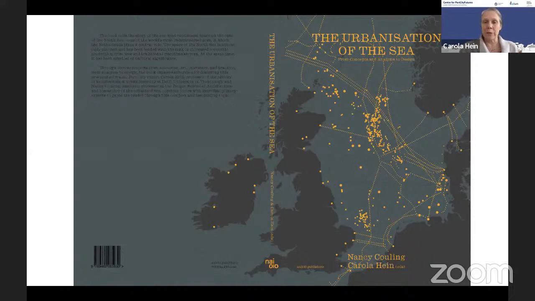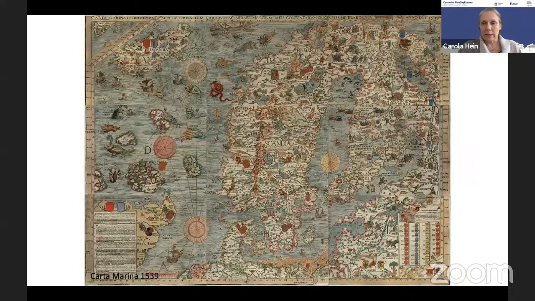And because they have become blank, they have been written into a certain blankness, our knowledge about these sea territories has been lost. And this is very clear again in visualizations. If we look at a map like this one, the Carta Marina from 1539, we clearly see that the sea is populated. There are sea monsters, there's all kinds of indications on them. It's not just a clean blue slate. It has depth, it has meaning, it is spatial, social, it is cultural.